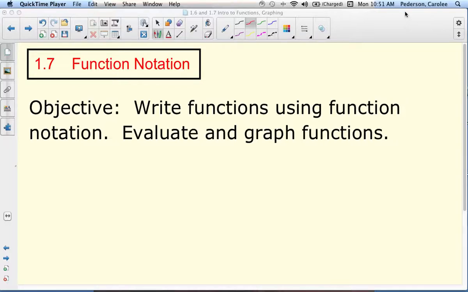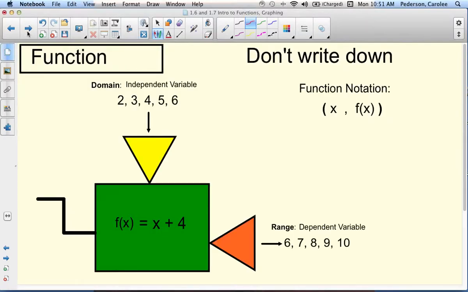Our objective today is to write functions using function notation, evaluate, and graph functions. This first slide I don't want you to write down. I just want you to review what is an independent variable and a dependent variable. An independent variable is your domain, what you're substituting into the function.